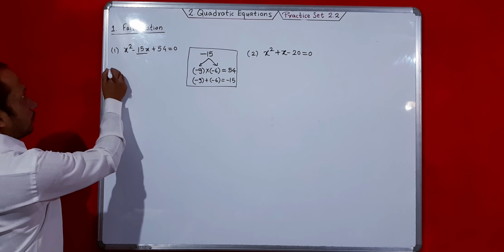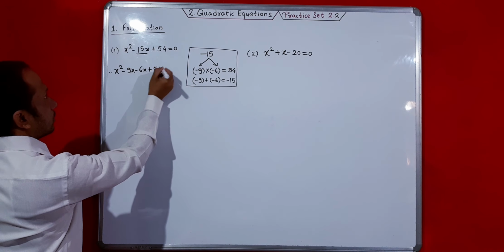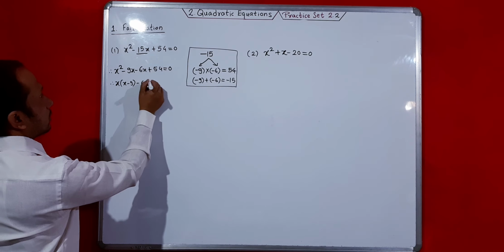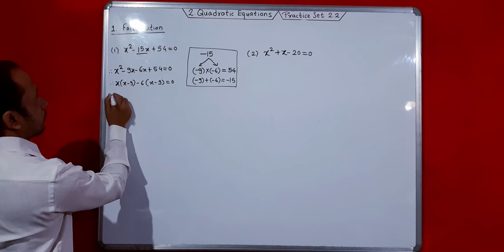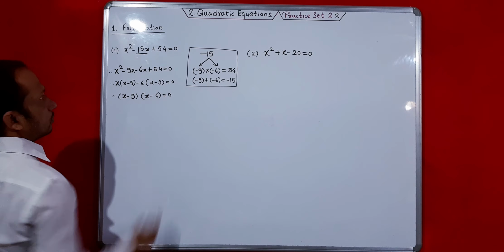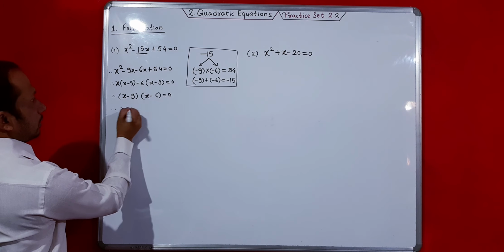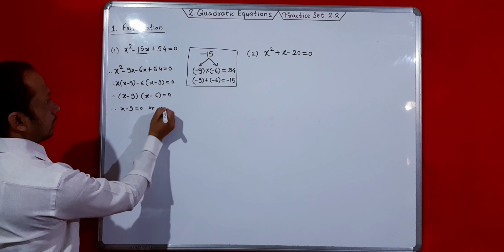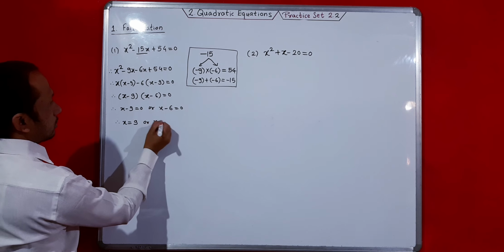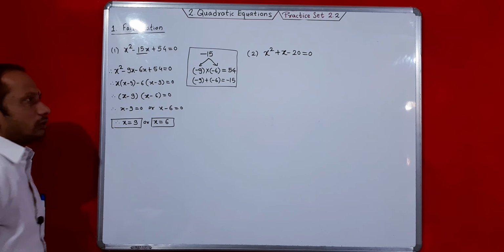So now solve this. Therefore x square minus 9x minus 6x plus 54 is equal to 0. Therefore take x out of the bracket, x minus 9, take minus 6 out of the bracket, x minus 9 is equal to 0. Therefore x minus 9 into x minus 6 is equal to 0. This is the common factor, so take it out of the bracket. So x minus 9 is equal to 0 or x minus 6 is equal to 0. Therefore x is equal to 9 or x is equal to 6. Okay, so this is the solution for the first given equation by the factorization method.